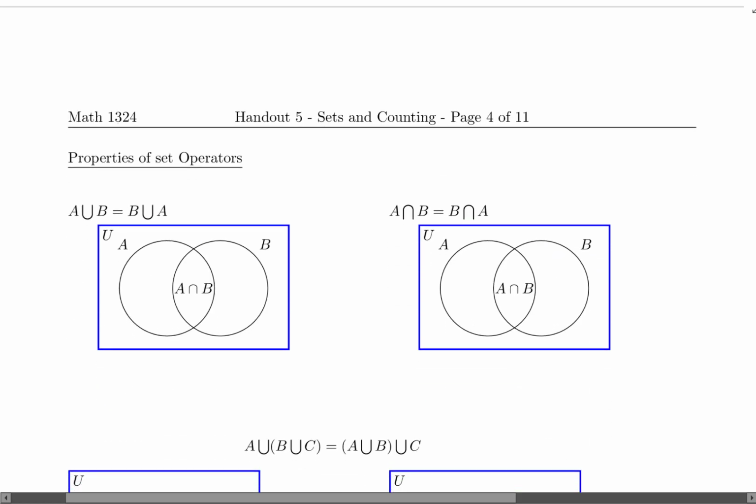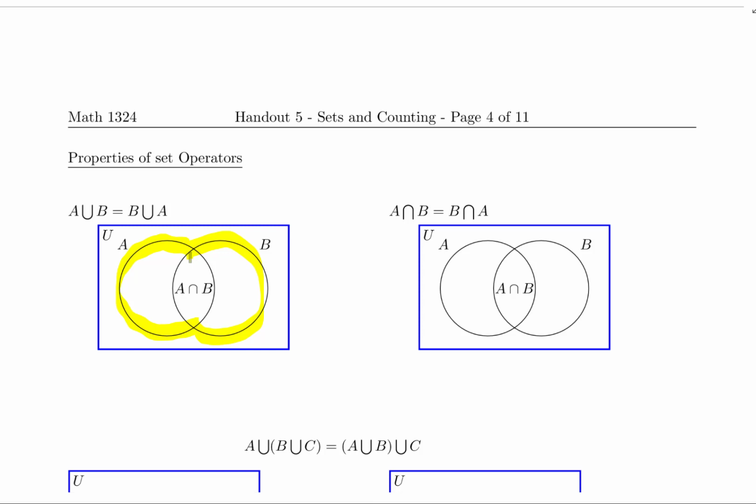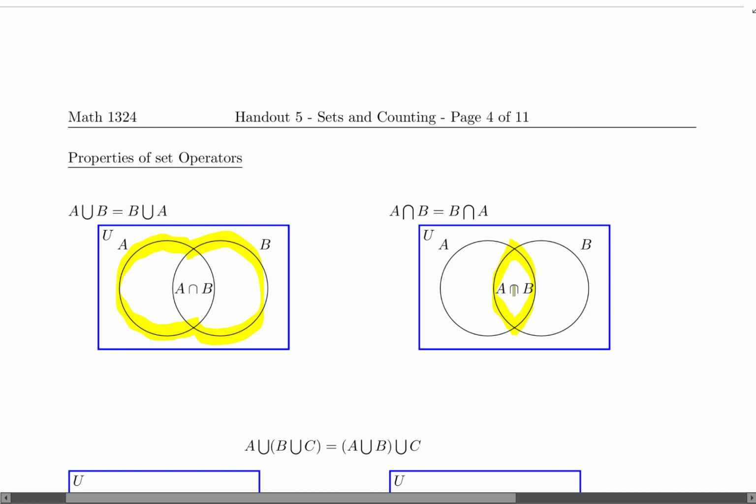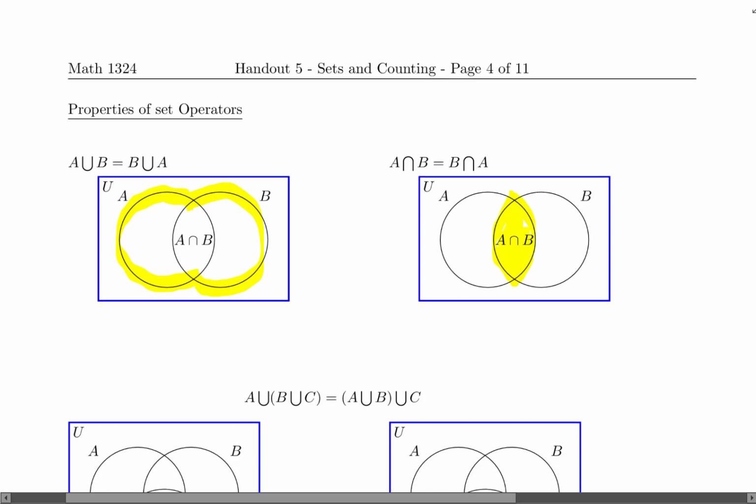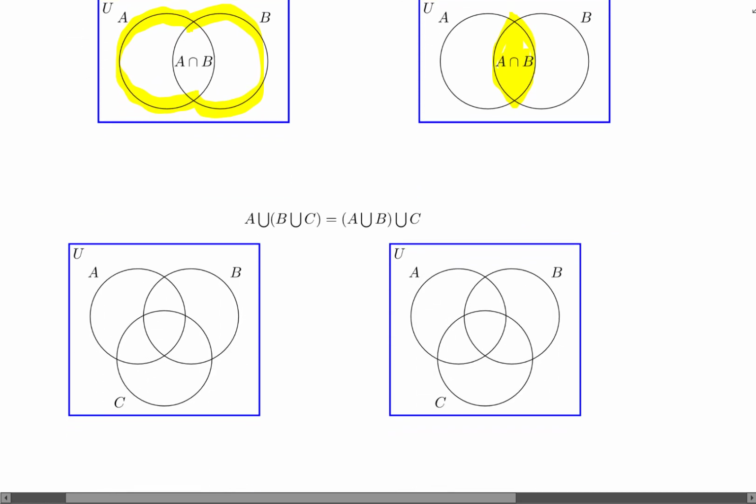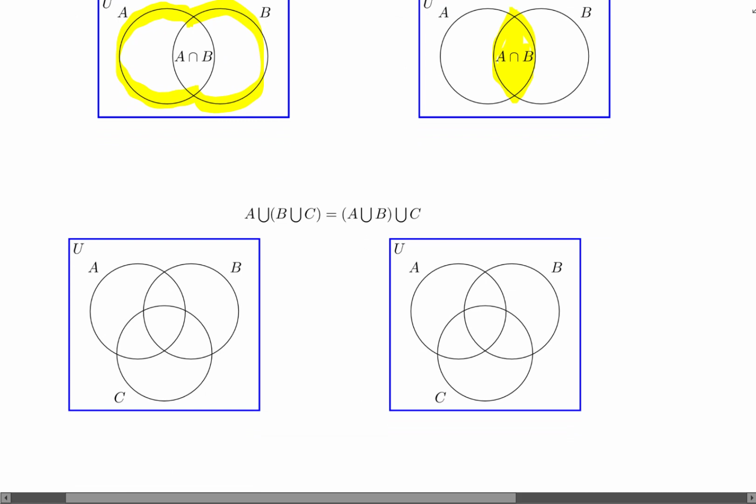Okay, now let's look at properties of set operators. So first one, we've got A union B. All right, well that's just everything in A and then everything in B. And if you reverse those, you still get the same thing, right? So A union B is the same thing as B union A. And then over here, A intersect B is here. And if you say, well, what about B intersect A? It refers to exactly the same thing. So moving on.